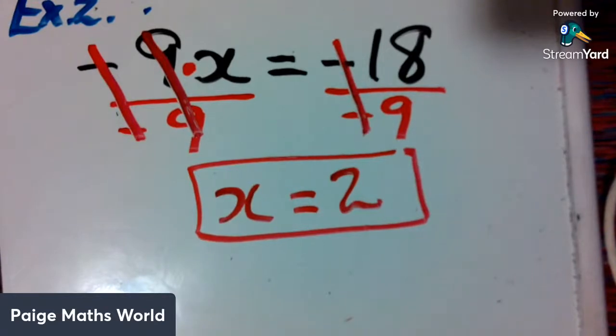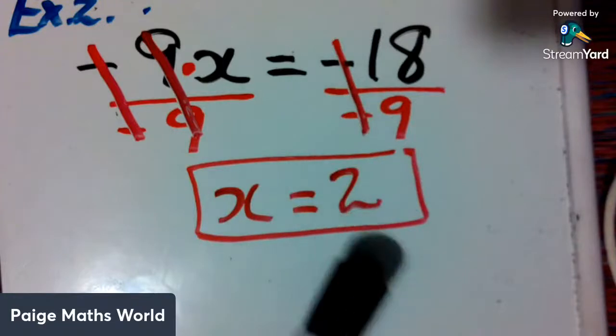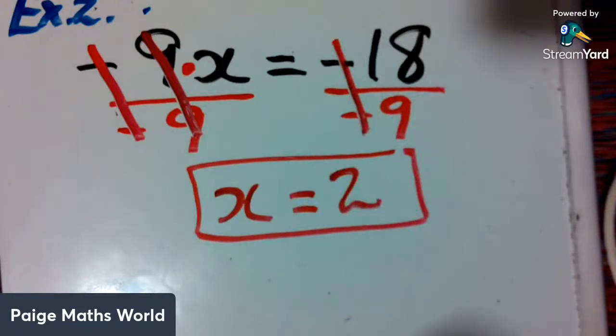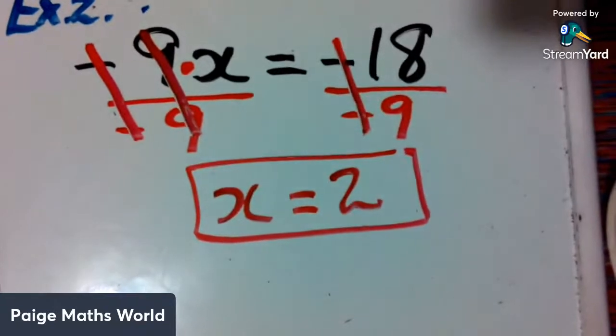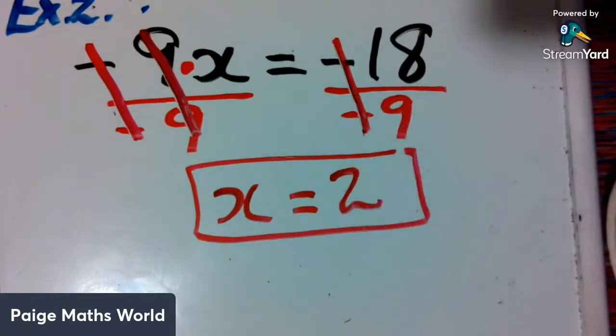Yeah, x is positive 2. And I realize that the majority of my students make that mistake on their tests or in school. I see them put in negative 2. They're not remembering the rules of algebra.